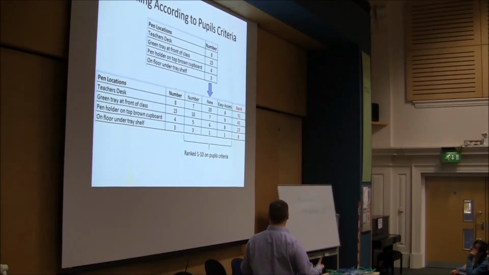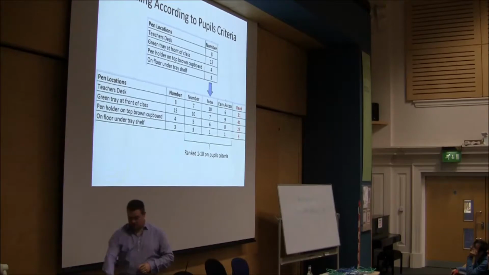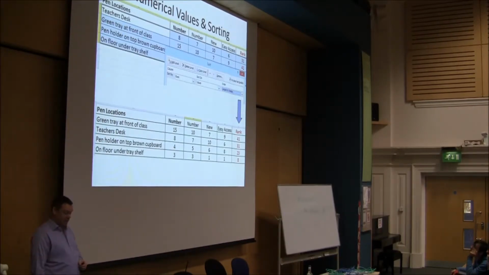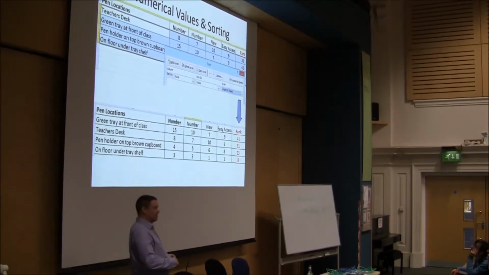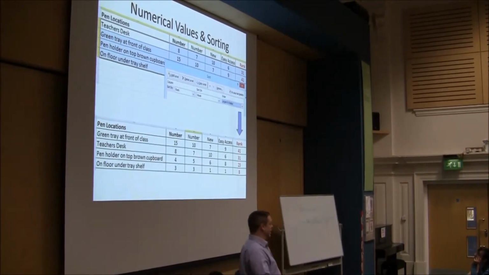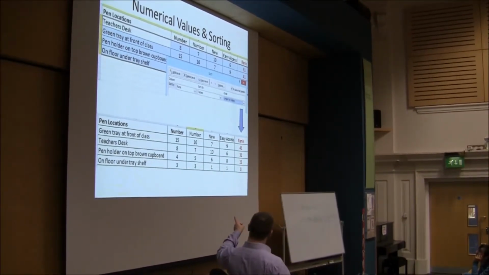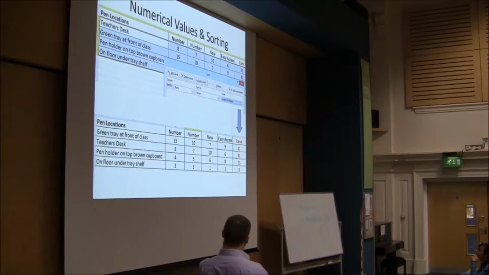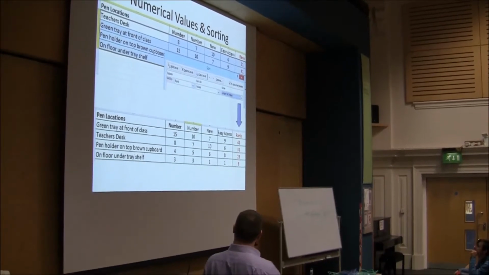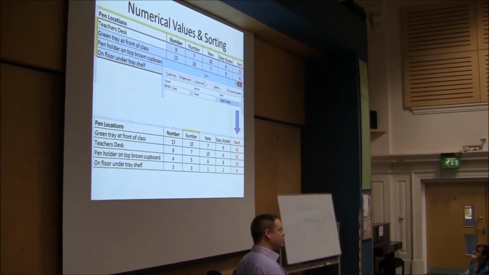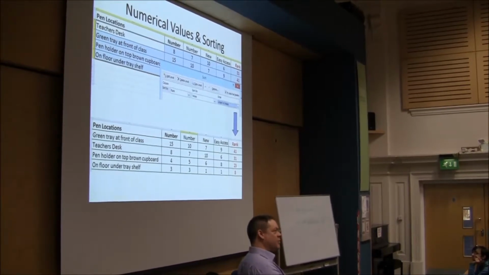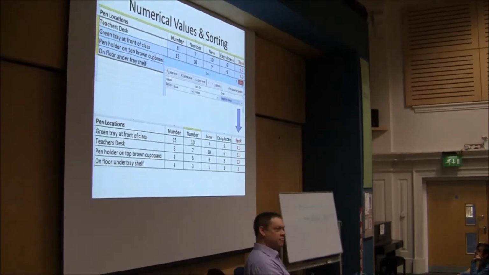And then if we search that or sort it, which is our next little activity, just sort the whole set of data, largest to smallest. And funny enough, we might have thought that was the most favorite, but actually when we've added it all up, the green tray at the front of the class was a higher ranking when we gave it all the different bits.